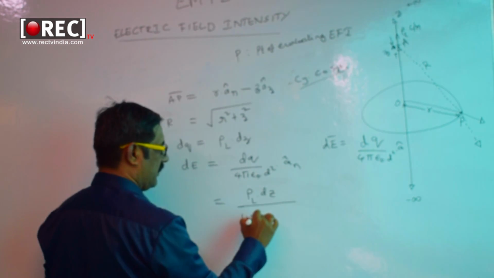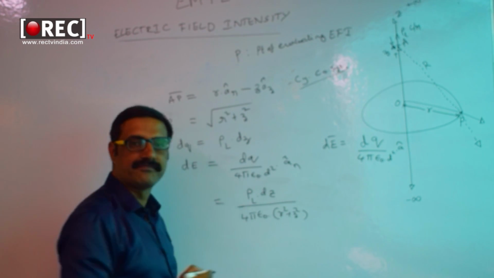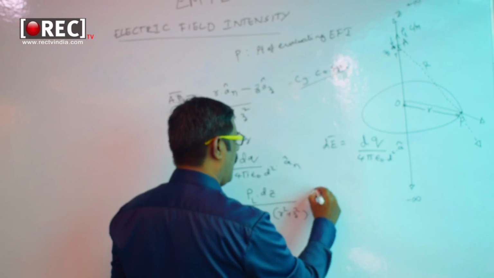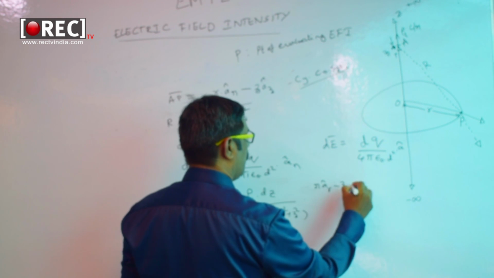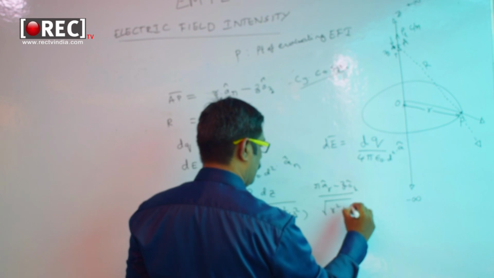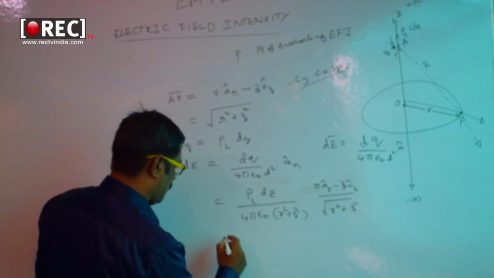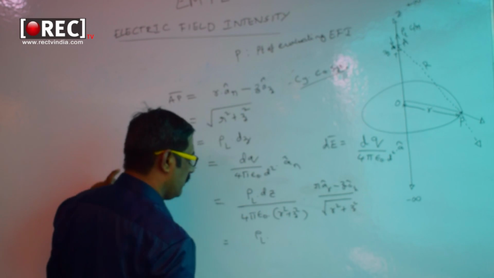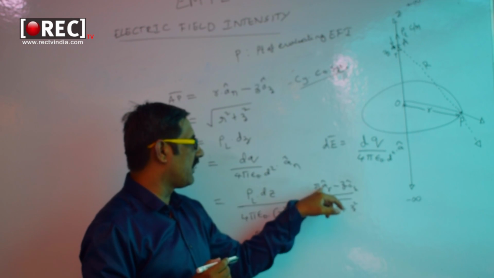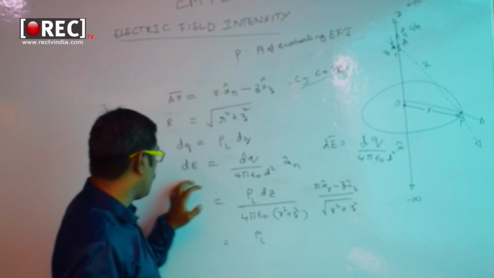by 4 pi epsilon naught into D square, which is R square plus Z square, into, if you observe this, it is R AR cap minus Z AZ cap divided by the square root of R square plus Z square. Okay, so in toto it is rho L into, now we have got two components, one is AR cap component and one is AZ cap component. Now we are evaluating dE.